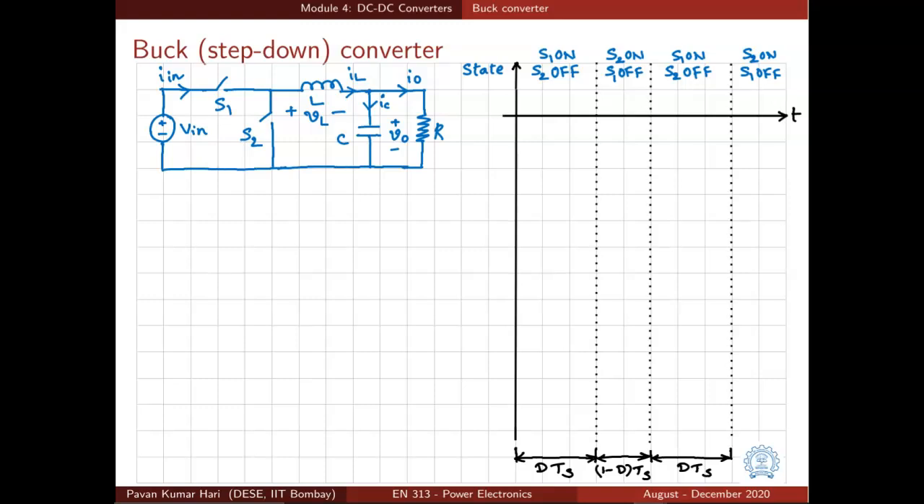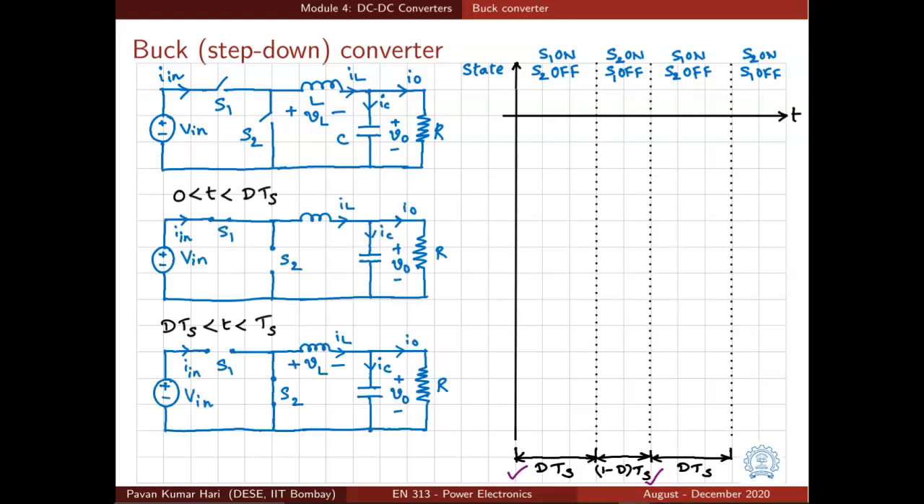So we are given the state combinations S1 on, S2 off for some time. And how much is the time? It is dTs, a fraction of one period Ts. And for the remaining time, which is (1 minus d)Ts, the other combination is there. So S2 on, S1 off, and these two combinations repeat. So for dTs, S1 is on, and for (1 minus d)Ts, S2 is on in every interval of Ts. This d is known as duty ratio, which is a very popular term used in DC to DC converters.